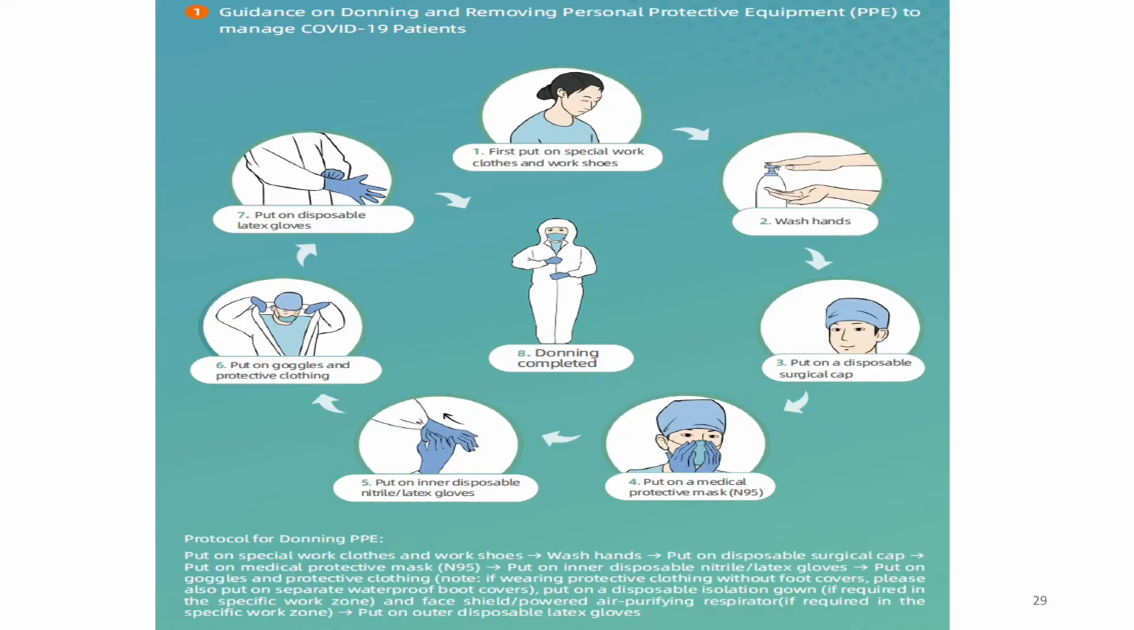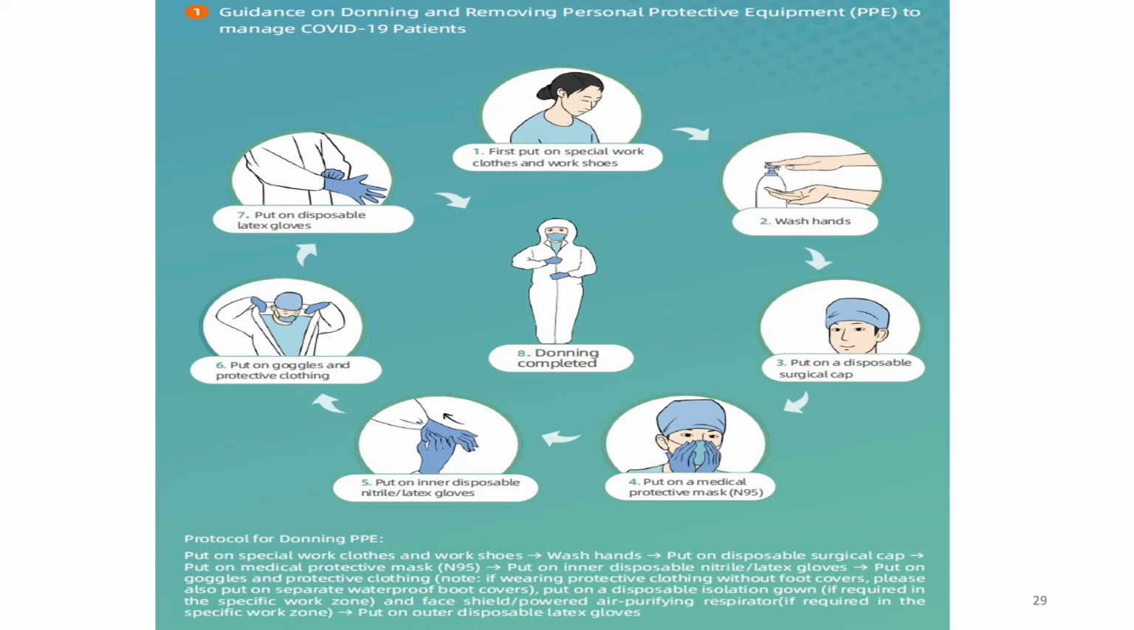So there's now a diagram on guidance on donning and removing personal protective equipment, PPE, to manage COVID-19 patients. And obviously you have to look at the diagram. So first, put on special work clothes and work shoes. 2, wash hands. 3, put on a disposable surgical cap. 4, put on a medical protective mask N95. 5, put on inner disposable nitrile / latex gloves. 6, put on goggles and protective clothing. 7, put on disposable latex gloves. And then the donning is complete.